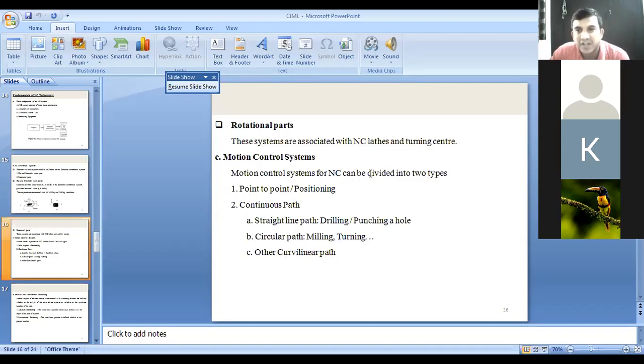Okay, once the meeting exits, again rejoin that meeting. Okay, again I want to continue that session. Clear? Yeah, the motion control systems are one is point to point.